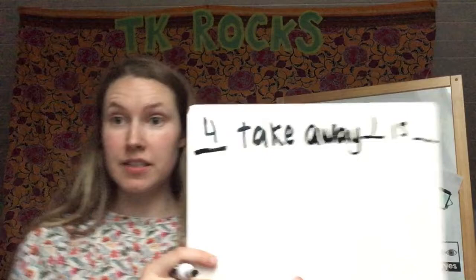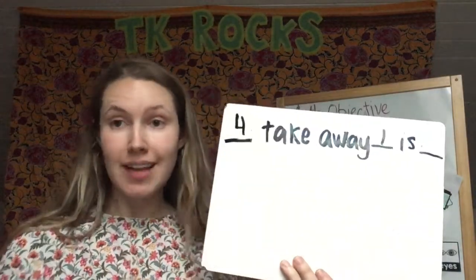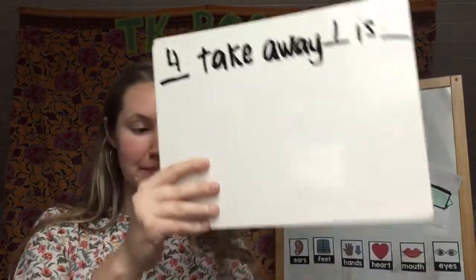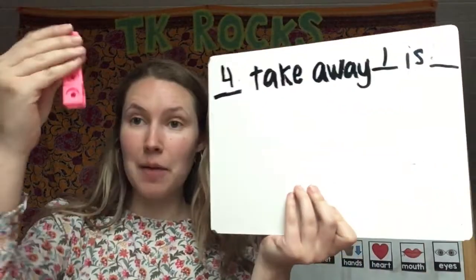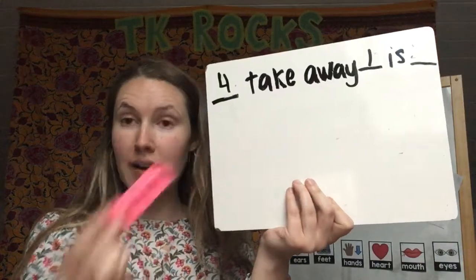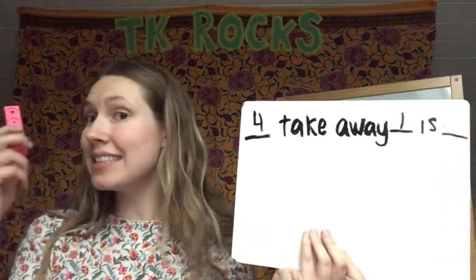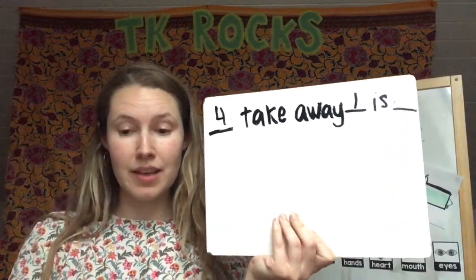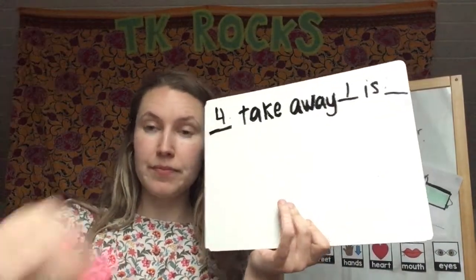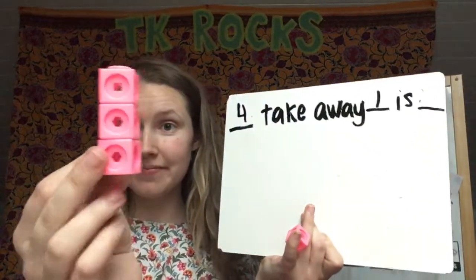Okay, so the first one we're going to start with is 4 take away 1. So what do I need to do first? I need to get out 4 Unifix cubes. So start by getting out 4 Unifix cubes. So here we go. I've got my 4 Unifix cubes. 1, 2, 3, 4. And I need to take away 1. So Linus the Minus is coming in and he's taking away 1. So I'm going to take away 1 Unifix cube. 1. So now Linus the Minus has 1 and I have how many left?